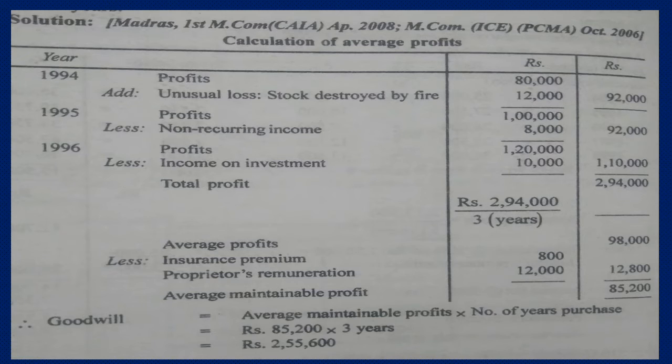Therefore the goodwill formula is average maintainable profit into number of years of purchase. So 85,200 into 3 gives you 2,55,600. That is the goodwill amount: 2,55,600. So this sum ends. Now let us go to the next sum, in the next slide.